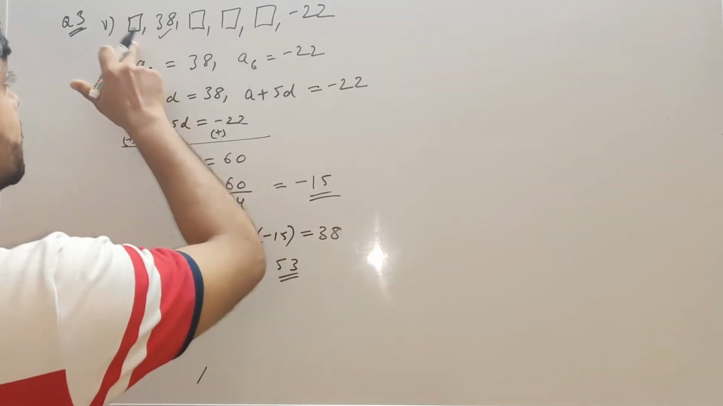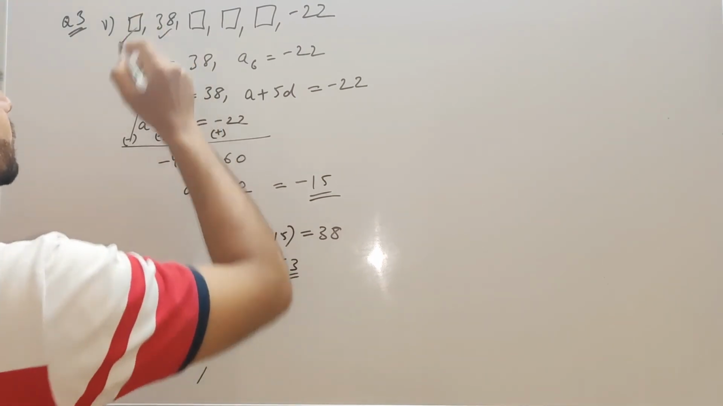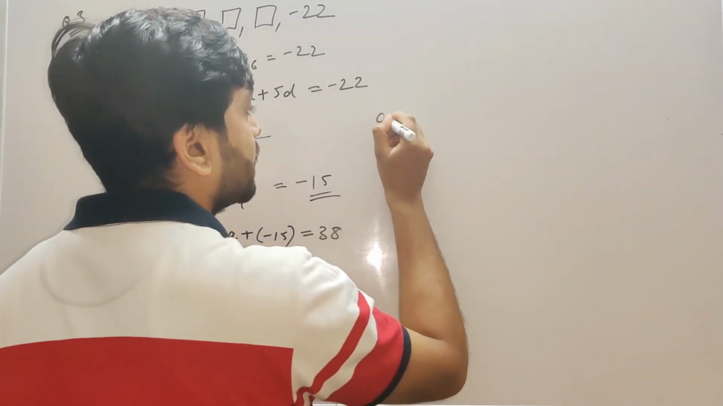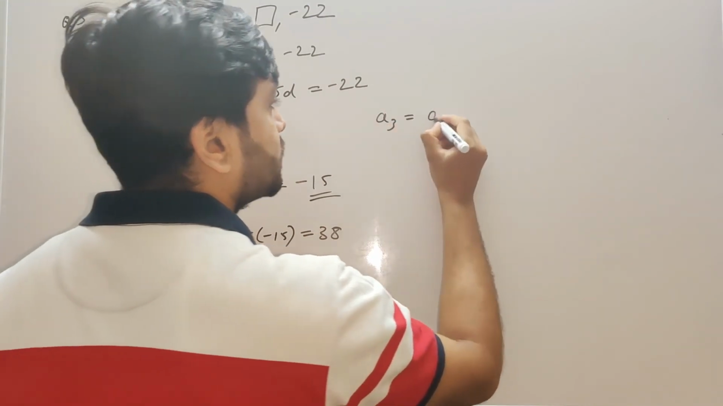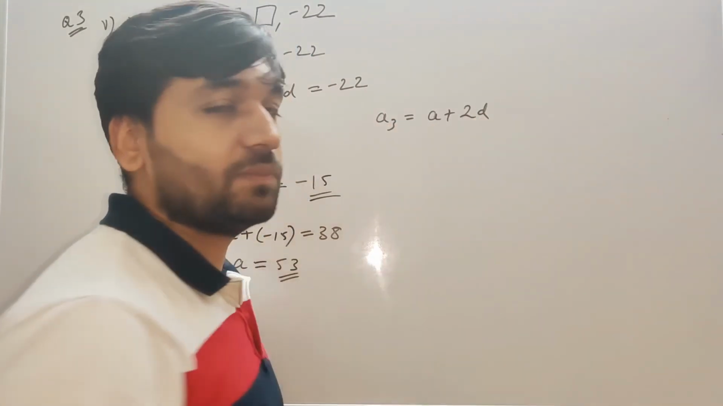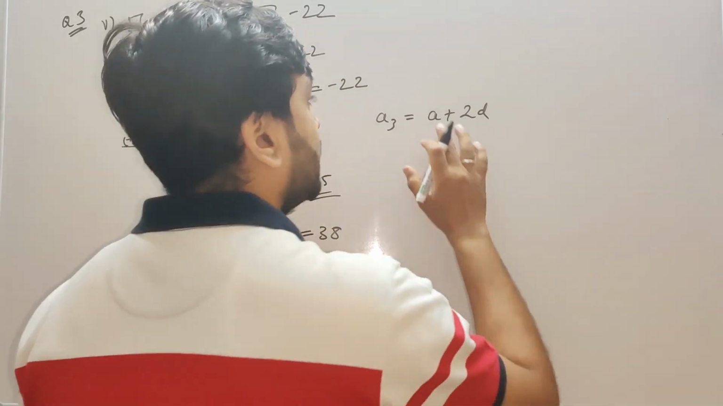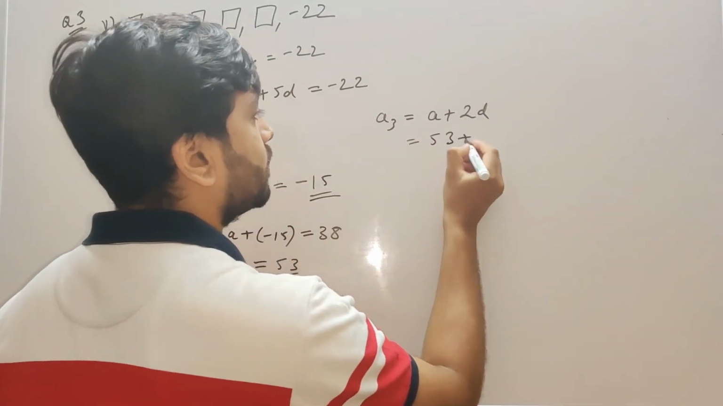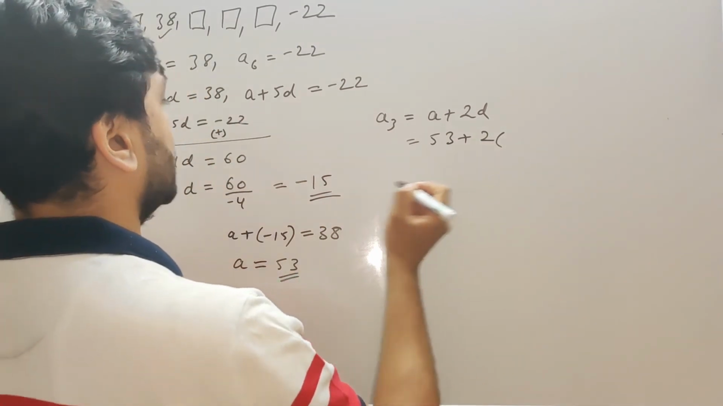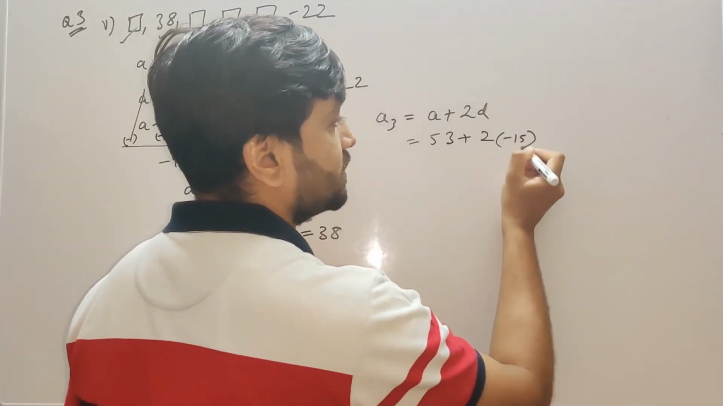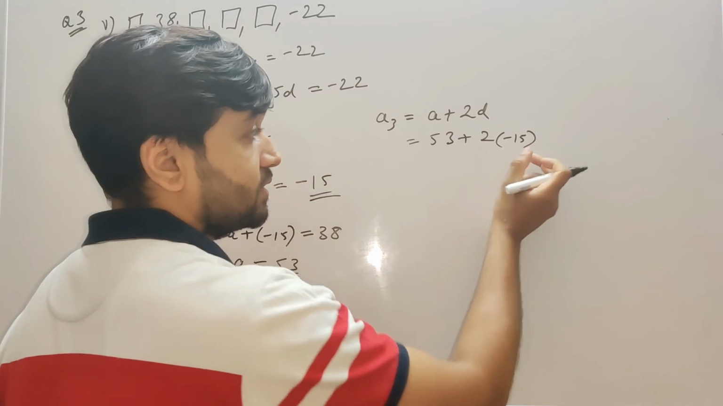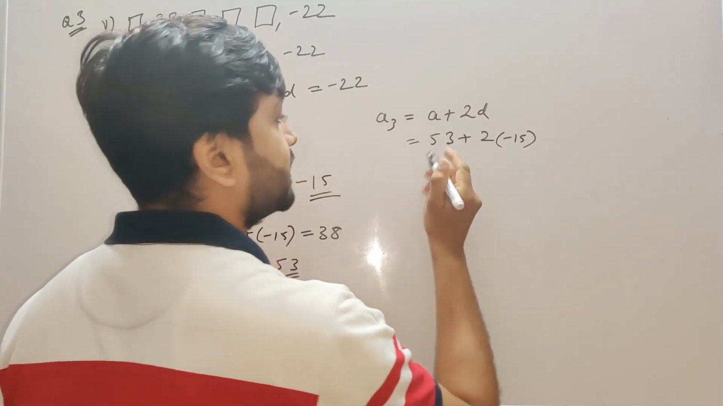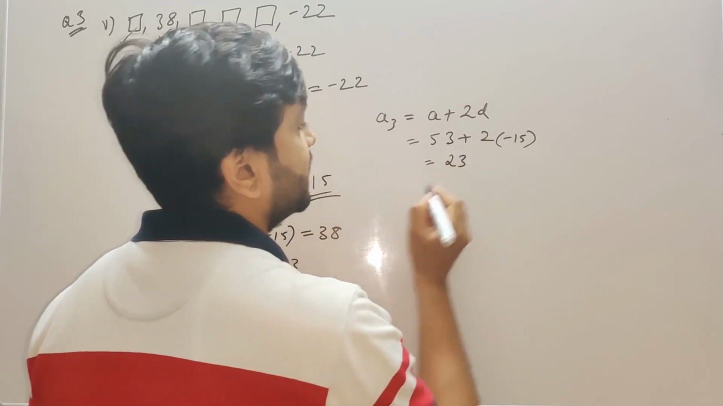So this is the first term, A is 53. So this value we got. Now the third, fourth and fifth terms. So A3. A3 is A plus 2D, using the formula A plus n minus 1 into D. A and D values we have found. A is 53 plus 2 into the common difference value we have found, which is minus 15. It's negative, so put it in a bracket. So 2 into minus 15 is minus 30. 53 minus 30 will give you 23.